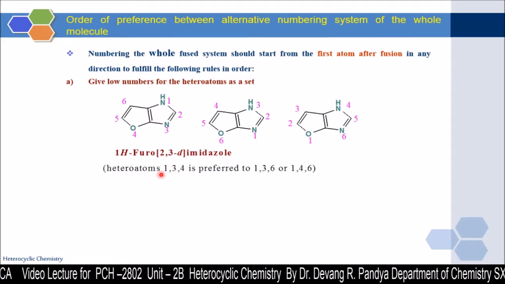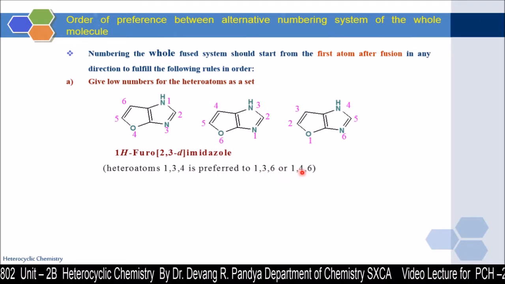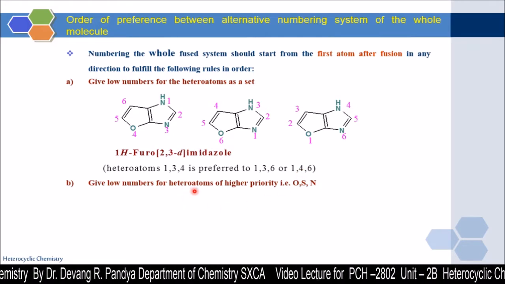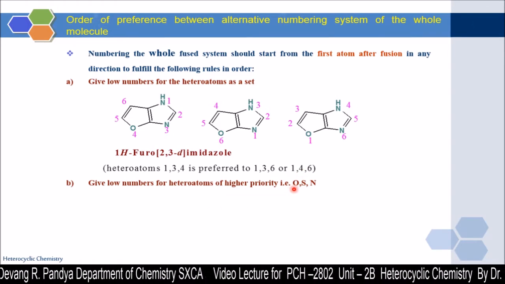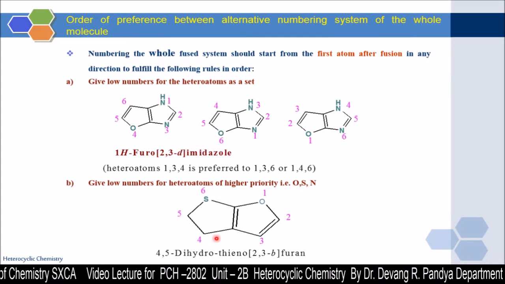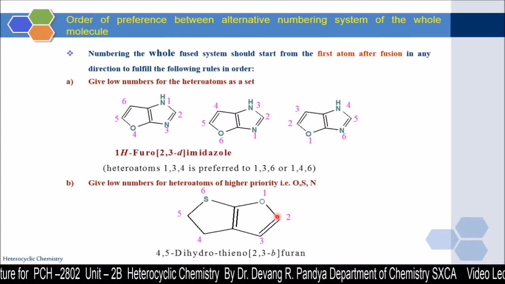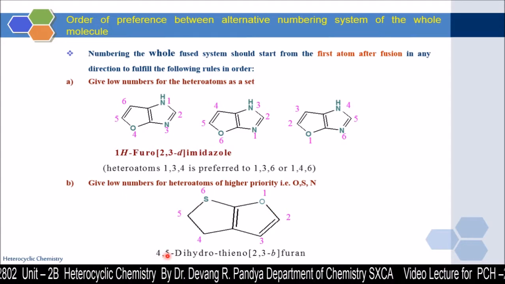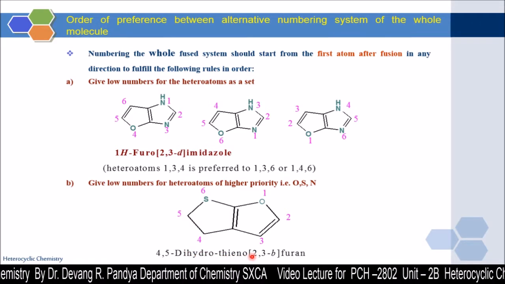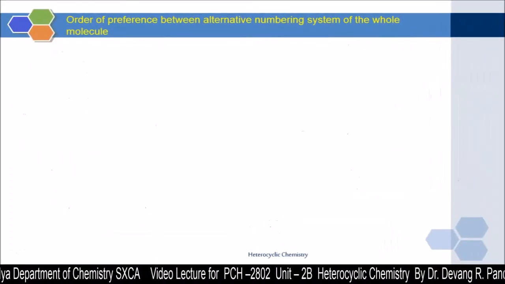Imidazole. Heteroatoms 1,3,4 is preferred to 1,3,6 or 1,4,6. Give lower numbers for heteroatoms of higher priority: oxygen, then sulfur, then nitrogen. So here the priority has been given. Oxygen is given more priority compared to sulfur. So it is 4,5-dihydrothieno[2,3-b]furan, which is the nomenclature of this compound.